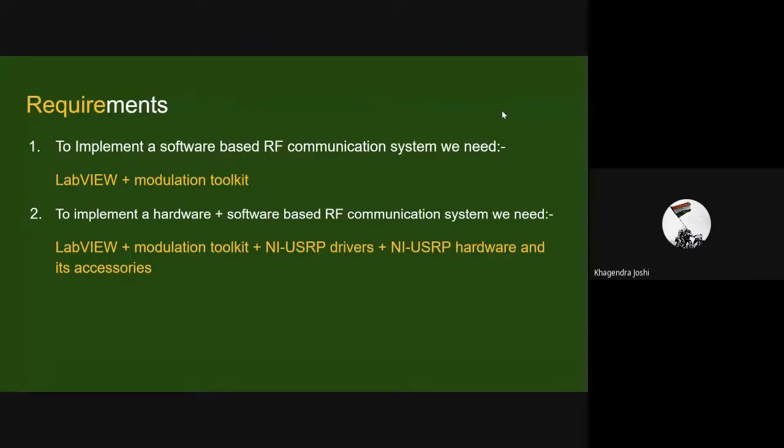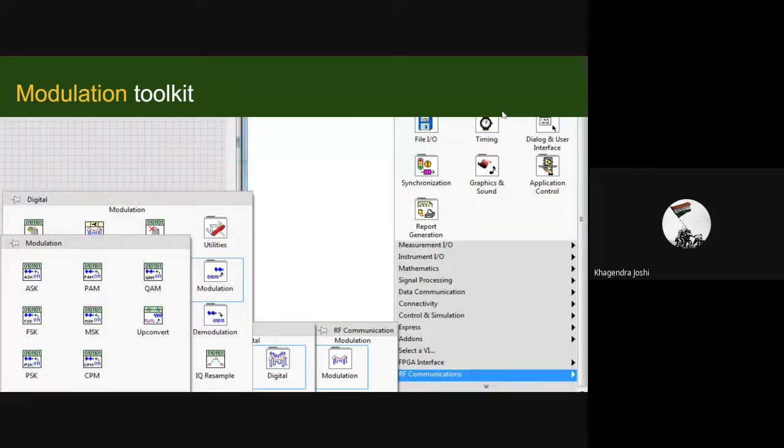So if you want to work in RF communication, and you don't want to go for USRP related or hardware related programming, then just LabVIEW and the Modulation Toolkit are enough. And when it is about programming a USRP hardware, for that you need to have these NI USRP drivers. Then the hardware definitely and its accessories, right?